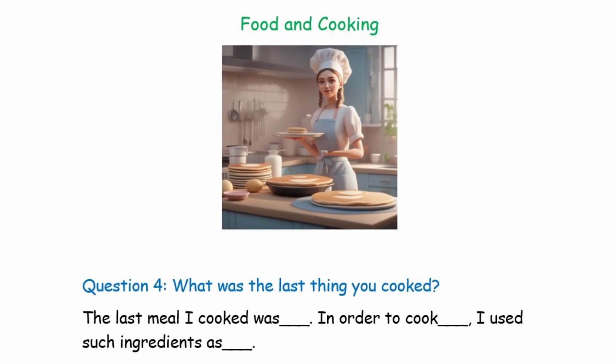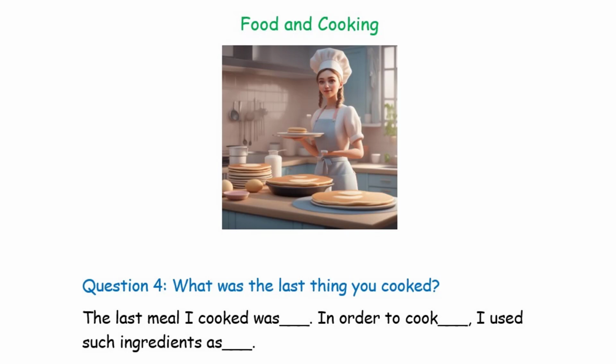Question 4. What was the last thing you cooked? Use the provided template to structure your response effectively. Begin by describing the dish you cooked, then provide details about the ingredients and preparation process. Here's our structure. The last meal I cooked was, in order to cook, I used such ingredients as. Here is our Band 9 speaking response.